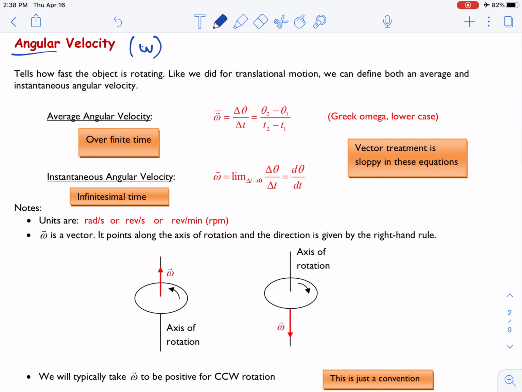And so what is velocity? It tells how fast the object is rotating, because this is the angular velocity, not just velocity. Like we did for translational motion, we can define both average and instantaneous angular velocity. So how do we find our average velocity? It was over a finite time, right?